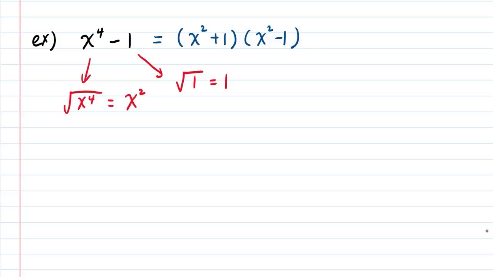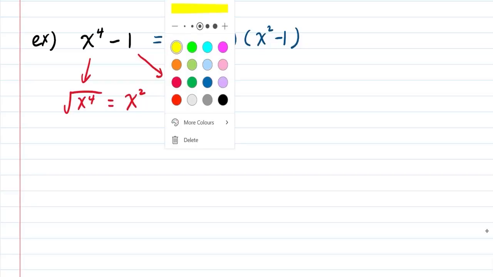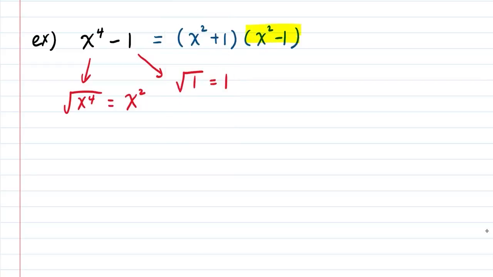Okay. So what do you think? Are we done? Actually, we're not done, because if you look at the second set of brackets, this one is actually another difference of squares, because x squared is a perfect square and 1 is also a perfect square. So we can do another factoring just for the second set. So let's do that over here.